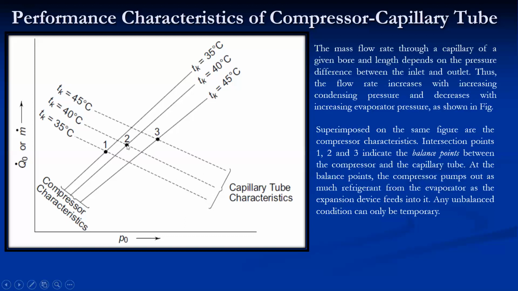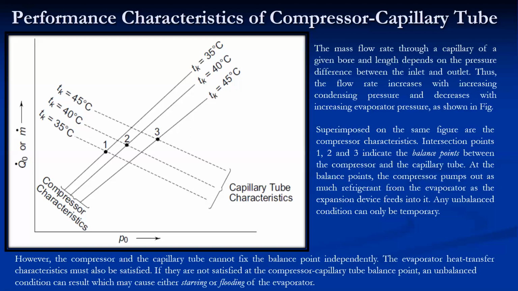Suppose point number 2. Here the compressor mass flow rate is this much, and the capillary tube mass flow rate is also the same. So both mass flow rates are the same. That's why it creates a balance condition. However, the compressor and capillary tube cannot fix the balance point independently. This balance point doesn't depend only upon the characteristics of the compressor and capillary tube. The evaporator heat transfer characteristics must also be satisfied.